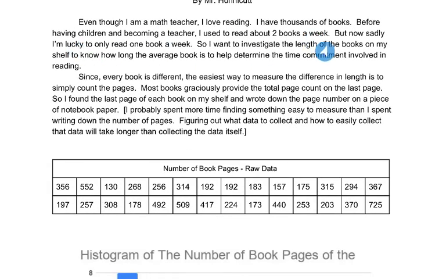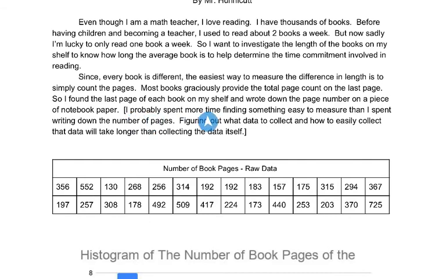So here's my several sentence introduction about what I'm interested in. I want to investigate the length of the books on my shelf to know how long the average book is to determine the time commitment involved in reading. Now that would be a later step, but that's where we're going with it. And then I talk about what variable I'm measuring. Every book's different. The easiest way to measure the difference in length of the book is to simply count the pages. So I'm using just the page counts, and I just use the last page of the book.